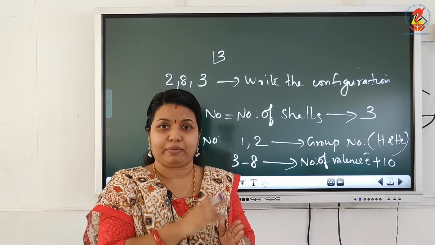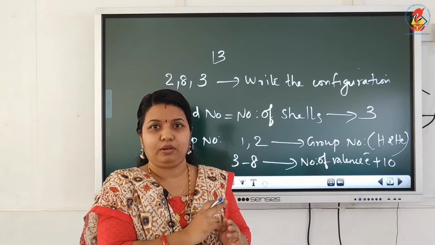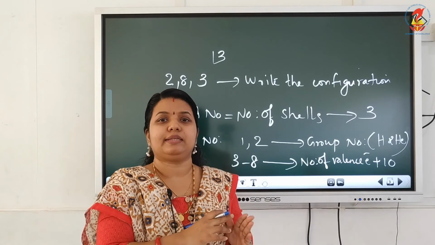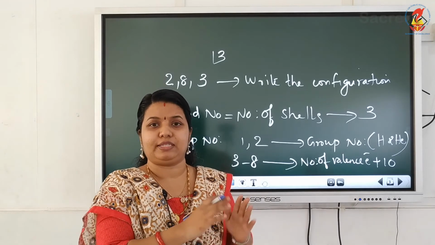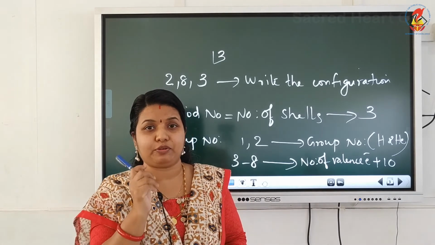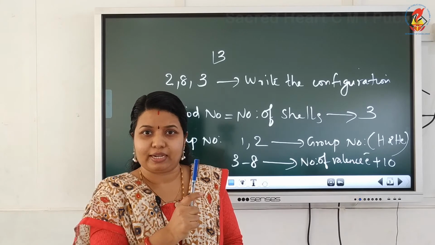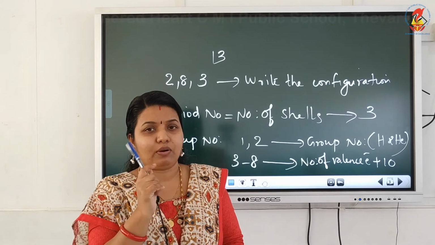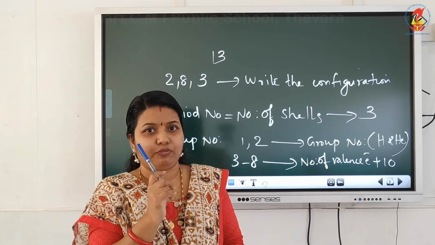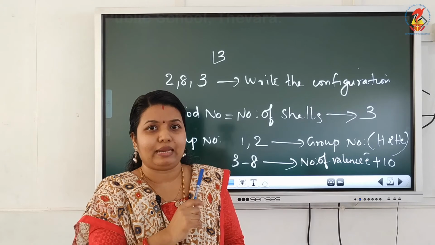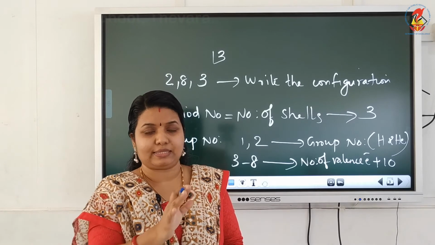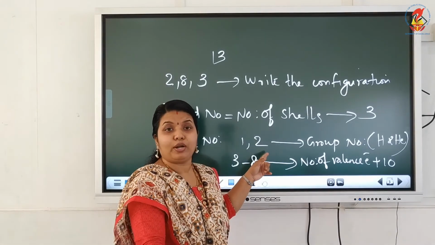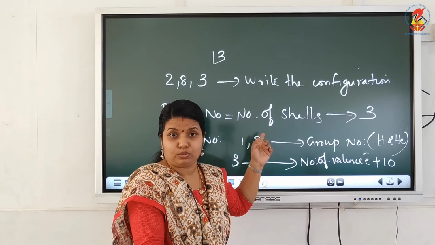Now to find the group number, look at the number of valence electrons. If it is 1 or 2, that is the group number also. Number of valence electrons and group number is the same with the exception of hydrogen and helium. Hydrogen has 1 electron but it doesn't belong to any of the groups of the periodic table. Helium has configuration 2 but it is not an element of the second group. It is a noble gas. So, with the exception of helium and hydrogen, all other elements, if the number of valence electrons is 1 or 2, their group number is also the same.